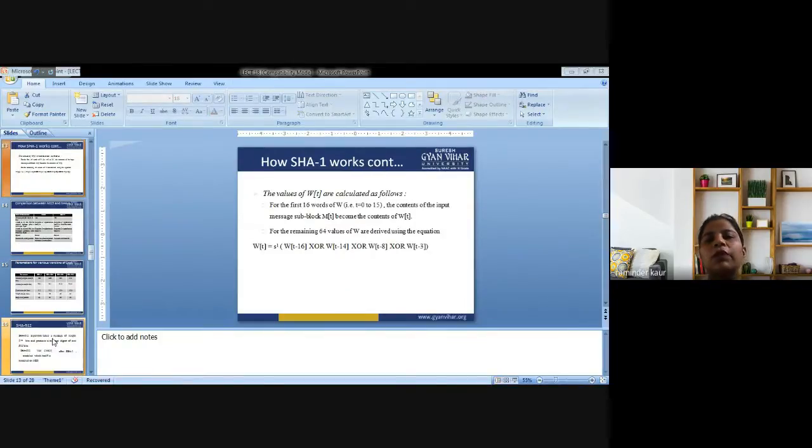So next is how does it work? This is the formula that is given for calculating the values of Wt. For the first 16 words of W, that is t equal to 0 to 15, that is the 512-bit block, the contents of the input message sub-block Mt becomes the contents of Wt. And the remaining 64 values of W are derived using the equation. This is the mathematical equation in which we are supposed to use the inverse.